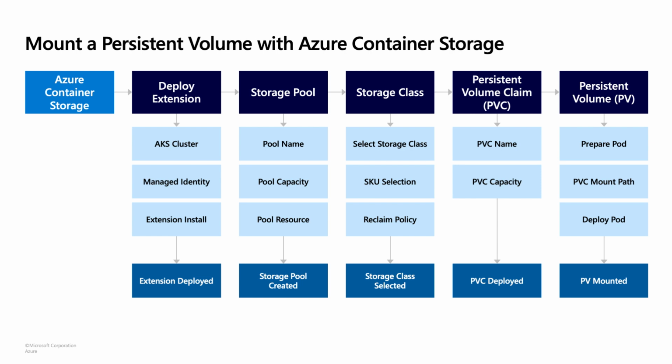Once we've selected our storage class, we then create a persistent volume claim where we specify the name and capacity needed. Once the persistent volume claim is deployed, we then mount our persistent volume by preparing a pod, the correct mount path, then deploy the pod, which will then mount the persistent volume. We will now move on to a demo where we will create and mount a persistent volume using Azure Container Storage.